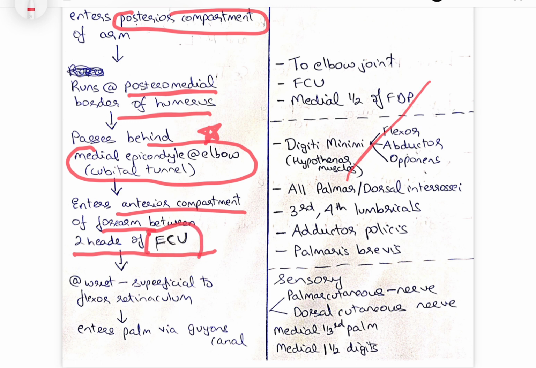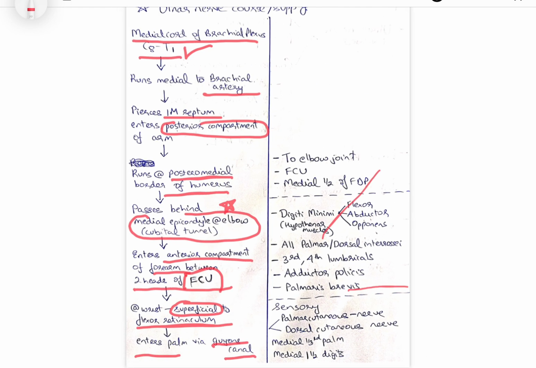Okay. And going distally at the wrist, it lies superficial to the flexor retinaculum and enters the palm via Guyon's canal. Okay, so the important landmarks: first, C8 T1. It is the beginning. This is how the ulnar nerve originates. Okay, it pierces the intermuscular septum. Okay, and then it passes behind the medial epicondyle of the elbow and comes to the anterior compartment of the forearm between the two heads of FCU, and it lies at the wrist superficial to the flexor retinaculum. So these two to three points you need to keep in mind while understanding the anatomy of the ulnar nerve.